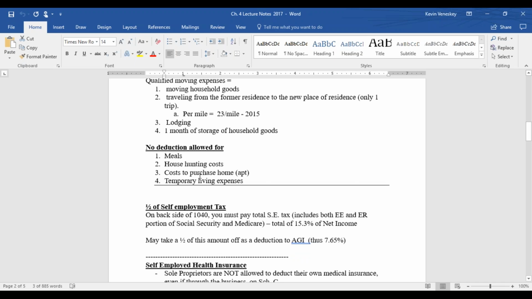And then any of the other expenses that may come along with moving, if you have to have some temporary living expenses, you are allowed one night, possibly maybe two nights' stay as you get the house ready to move into and all the furniture moved in, but not like a month or two. That would not count.